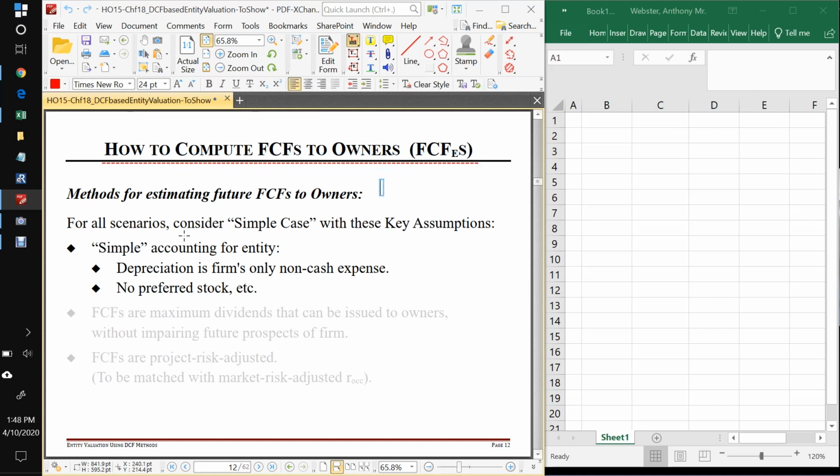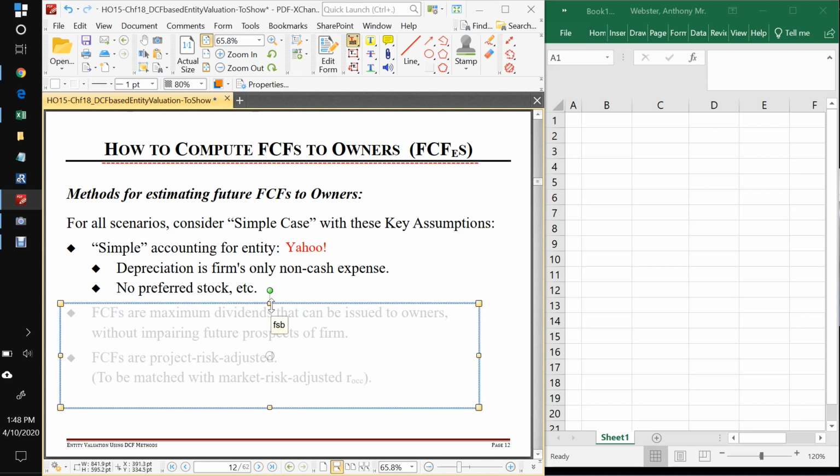So here are some methods for doing this. For all scenarios, let's consider a simple case to start off with these assumptions. So we'll say we have simple accounting. Hooray for that, right? Okay, we'll keep the accounting simple. You accounting majors, you got to go elsewhere for more complicated stuff here. So what do I mean by simple accounting? Let's say that depreciation is the firm's only non-cash expense. And let's say there's no preferred stock or anything like that.